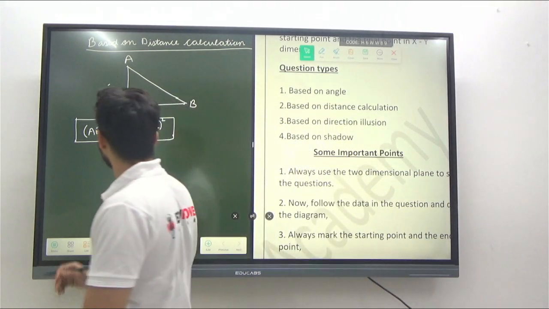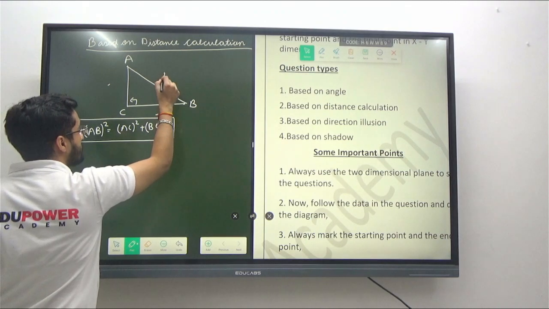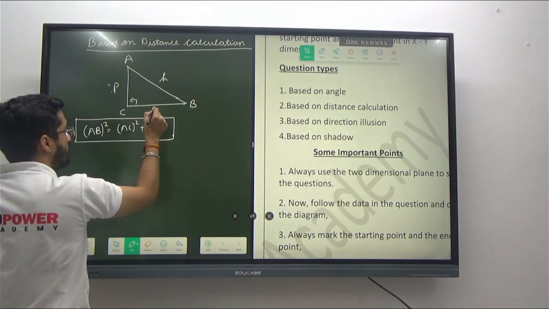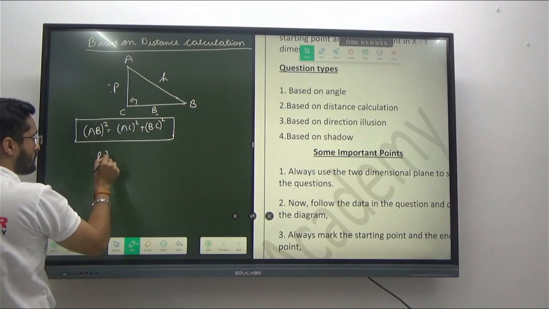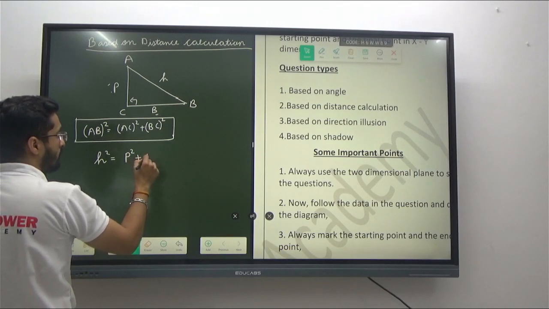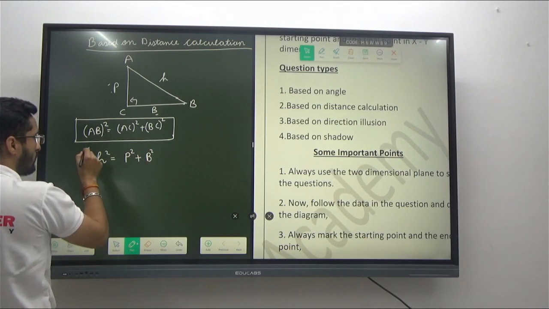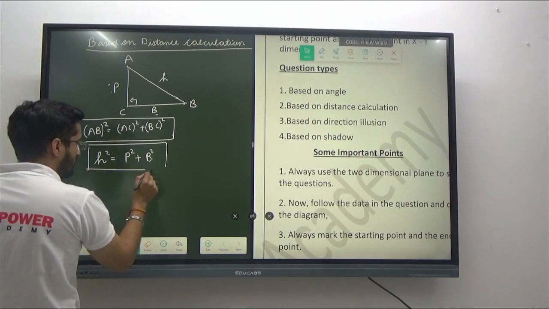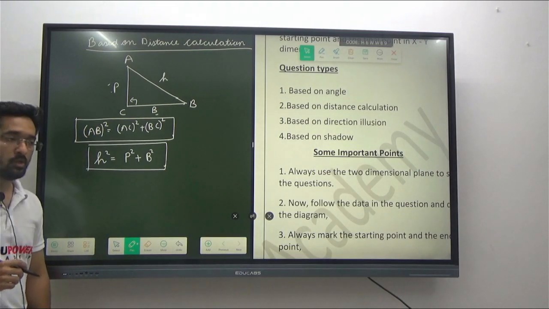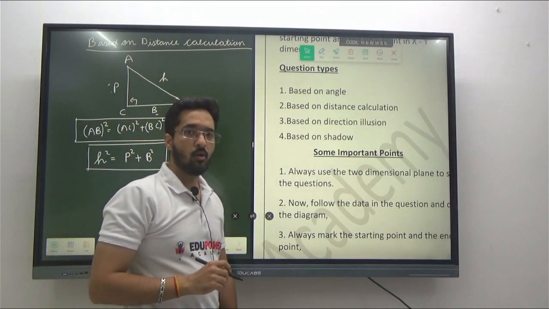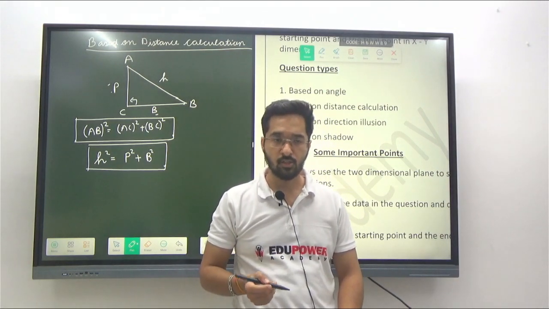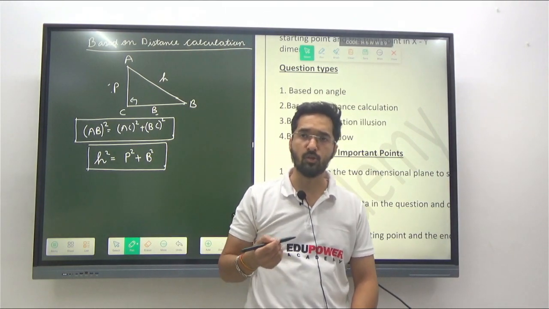We call it the hypotenuse, we call it the perpendicular, and we call it the base. So, hypotenuse square is equal to your perpendicular square plus your base square. This is your Pythagoras theorem. Now, you should also be aware of some Pythagorean triplets. If you remember certain Pythagorean triplets, they will help you in speeding up your calculation speed.